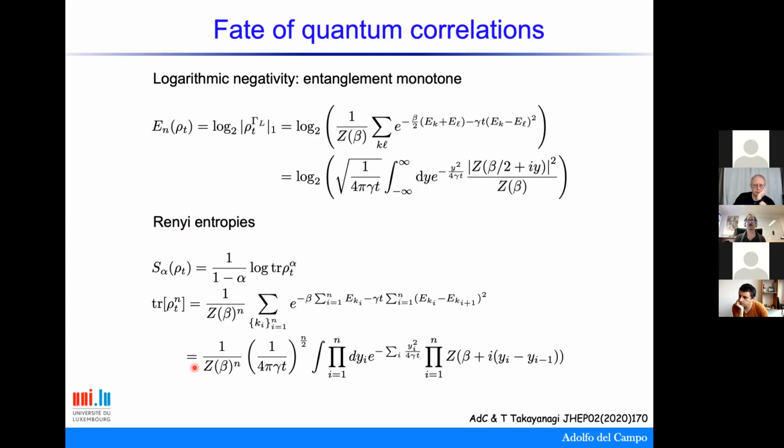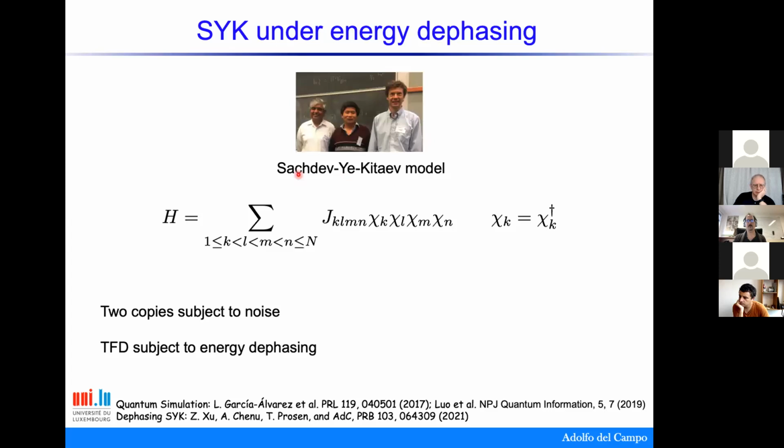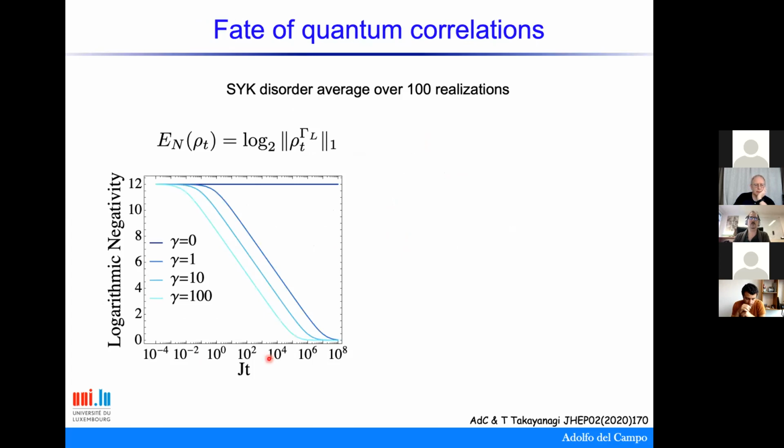Good. So now we go to the numerics, and I choose the Sachdev-Ye-Kitaev model, which is one of the test beds for quantum chaos. It has a system of Majorana fermions with four-body all-to-all interactions. But anything that I'm going to show does not require the Sachdev-Ye-Kitaev model. If you take a random matrix Hamiltonian or a chaotic disordered spin chain, you will see exactly the same thing. So I take two copies of the system, I prepare an entangled state, I subject it to energy dephasing, as I described, and I look at what happens, for instance, to the logarithmic negativity.